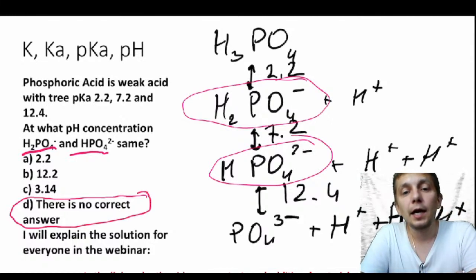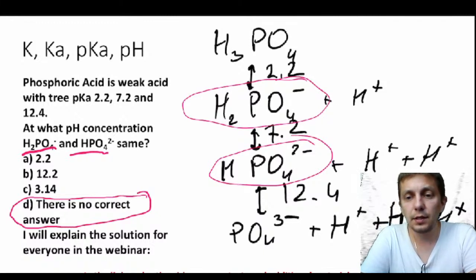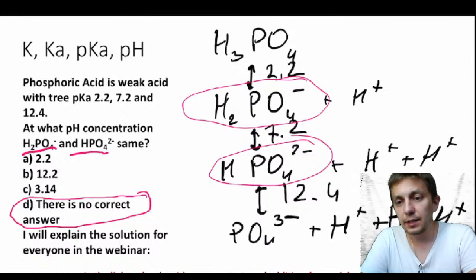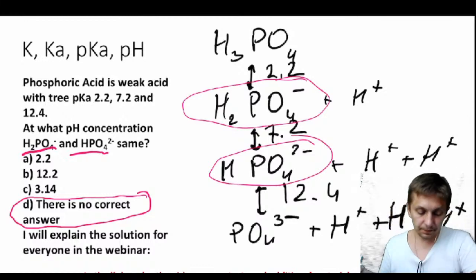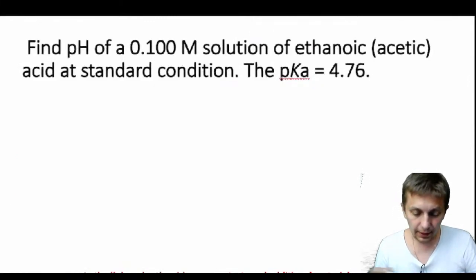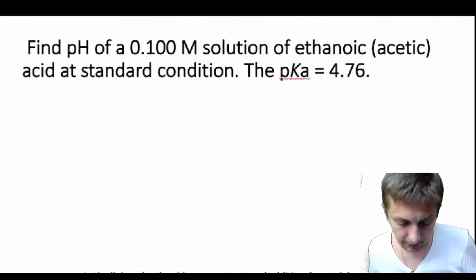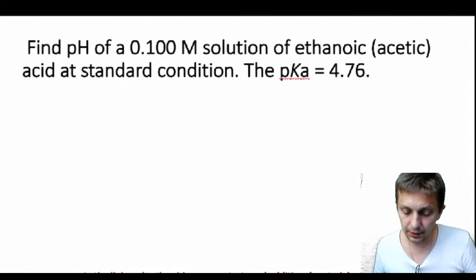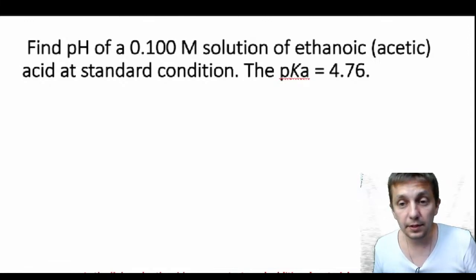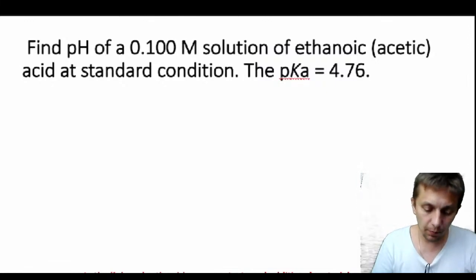So pKa equals pH if 50% of the acid exists in ion form. And let's solve something more complicated. Find the pH of ethanoic acid at standard conditions with pKa equal to 4.76. Here I will solve it the longer way.